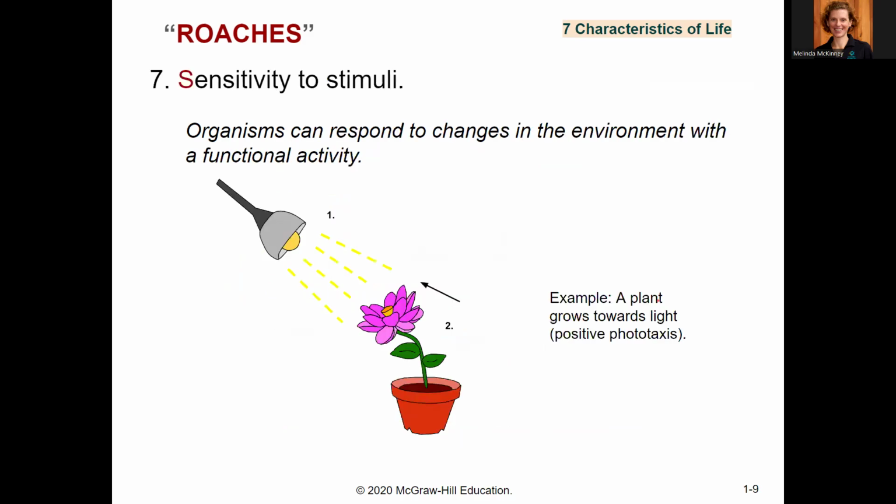The last one, S, is sensitivity to stimuli. So organisms can respond to changes in the environment. So that would be a stimulus, anything in the environment, a signal. And they will respond with a functional activity. So the example here is a plant that can grow towards light. That's called positive phototaxis. So the light source over here, the plant orients itself so that it's maximizing the energy contact with the leaves, which are going to be photosynthetic. And that's it for the characteristics of life.